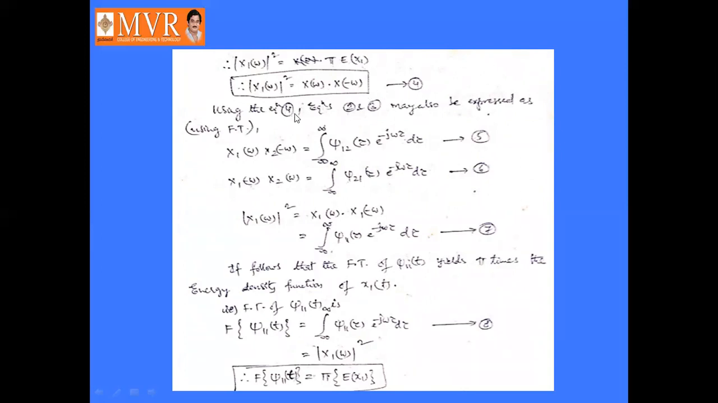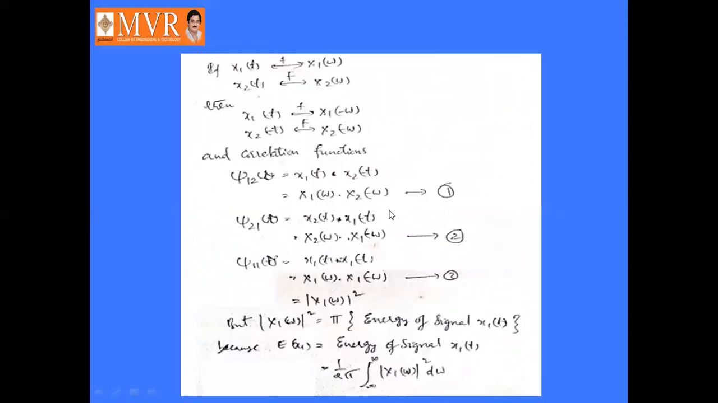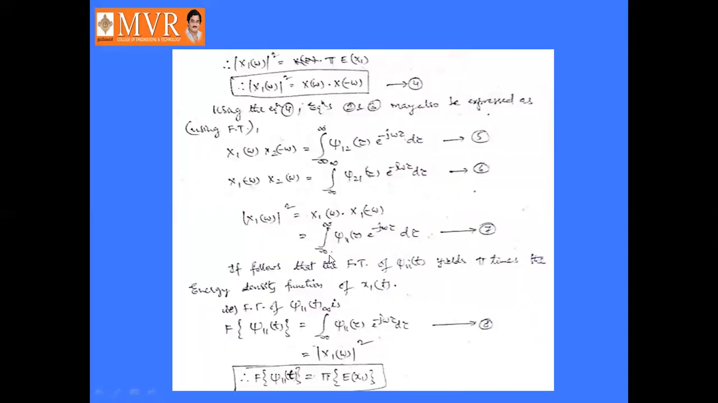Using equation number 4, equations 2 and 3 may also be expressed as x1 of omega multiplied by x2 of minus omega is equal to the integral from minus infinity to infinity of j12 of tau into e power minus j omega tau d tau. So these are equations 2 and 3: x2 of omega into x1 of minus omega, and x1 of omega into x1 of minus omega. We are writing the Fourier transform for this one.